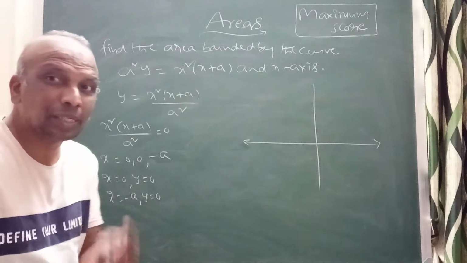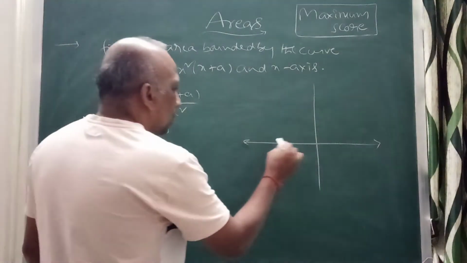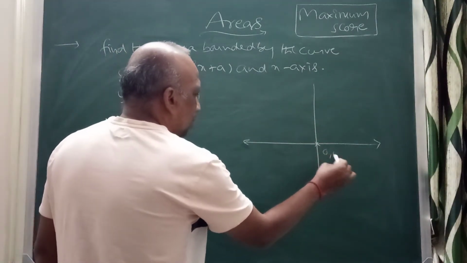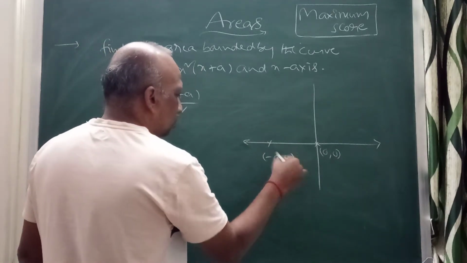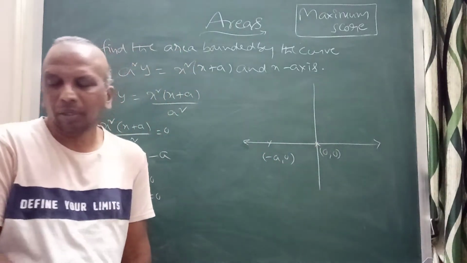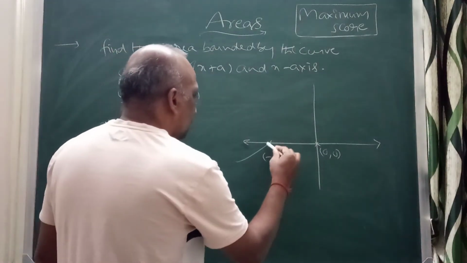That means it intersects at 2 points only, because x is repeated 0, 0. You can see here this is 0, 0, right? Minus a comes somewhere, it will be minus a comma 0. Correct? You can observe here this will be minus a comma 0. The curve will come like this.